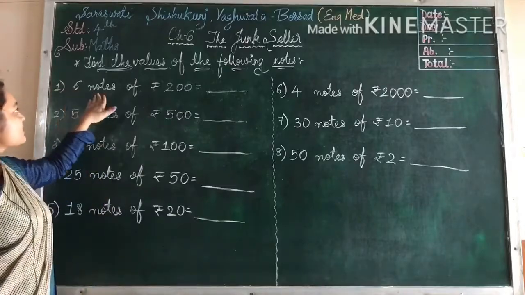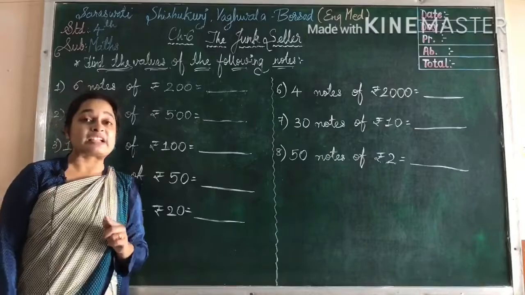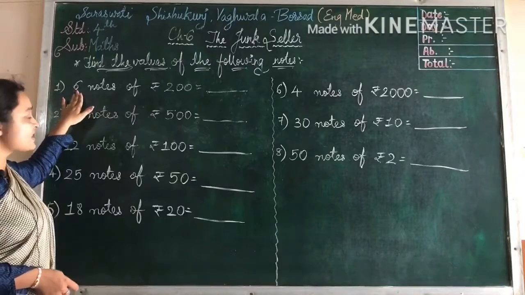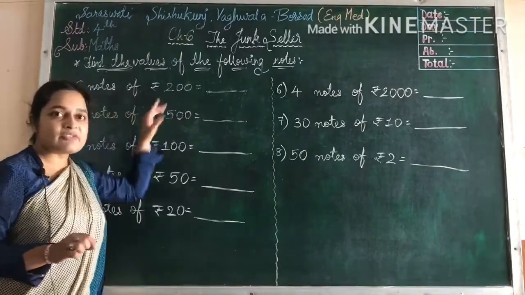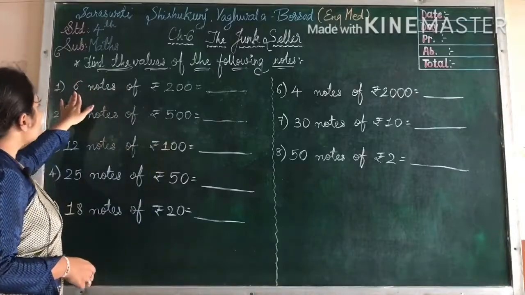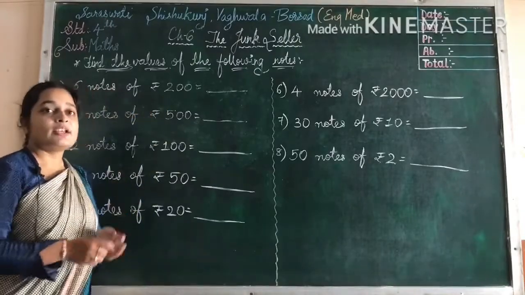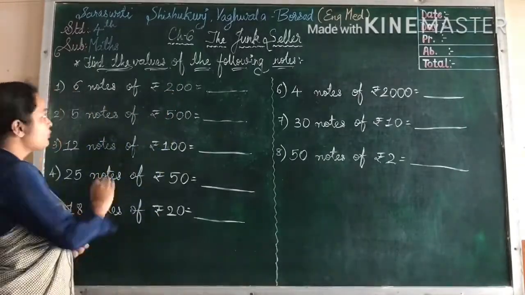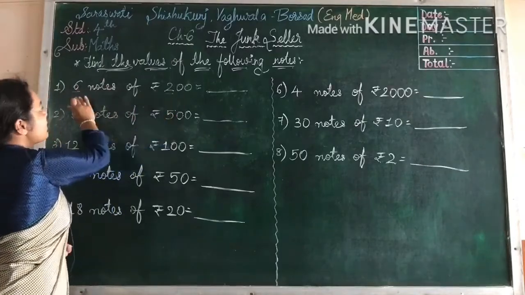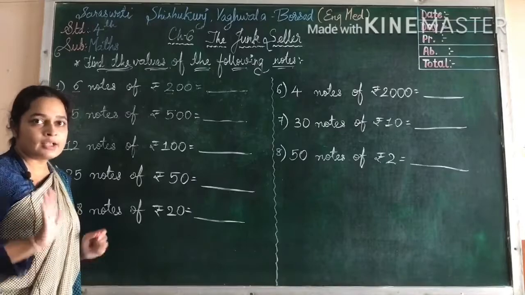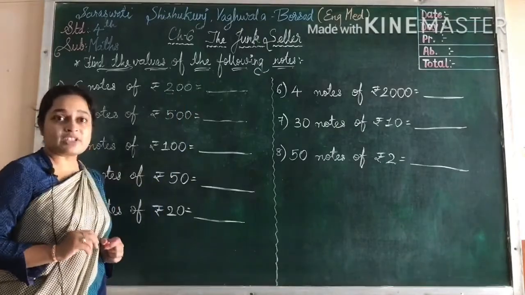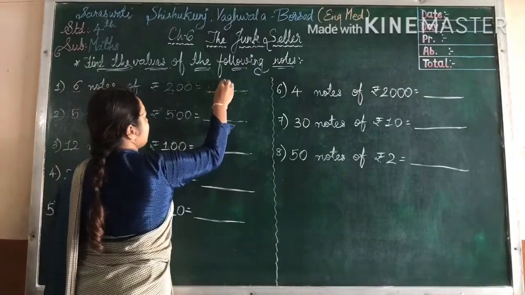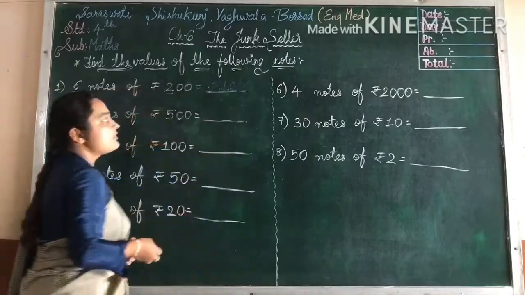The first question is 6 notes of rupees 200. As I explained in the online class, you have to multiply the number of notes with the rupees given to you. So multiply 6 with 200. In short, if you multiply 6 with 2, what answer do you get? 12. And you have 2 zeros here. So the answer will be rupees 1200.